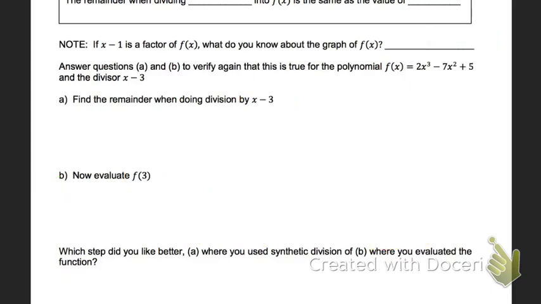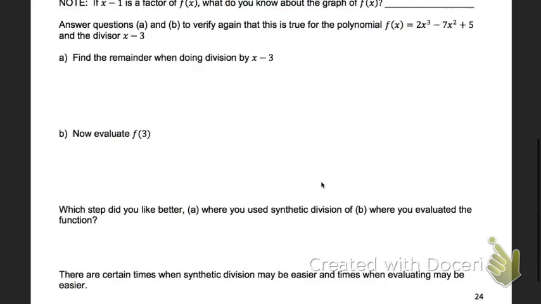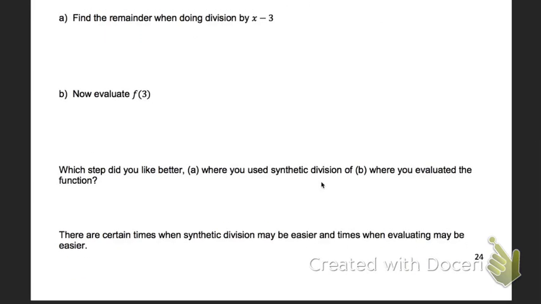So why would we need the remainder? Is there a reason? Yeah, once we get to graphing, I'll show you.